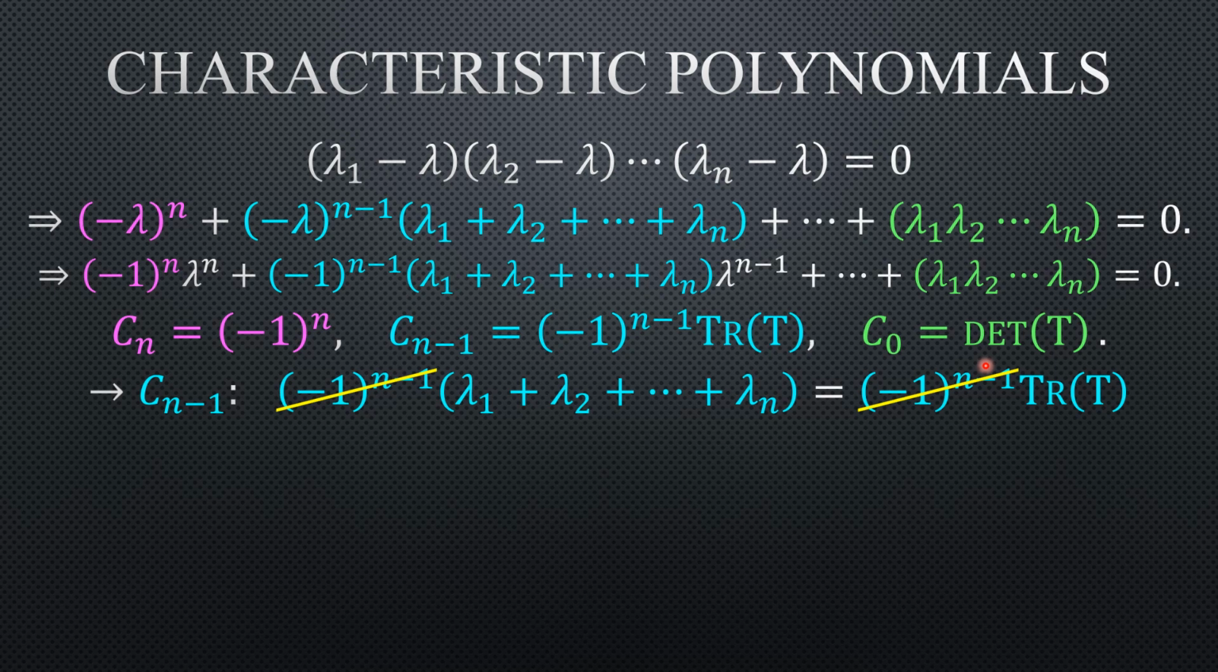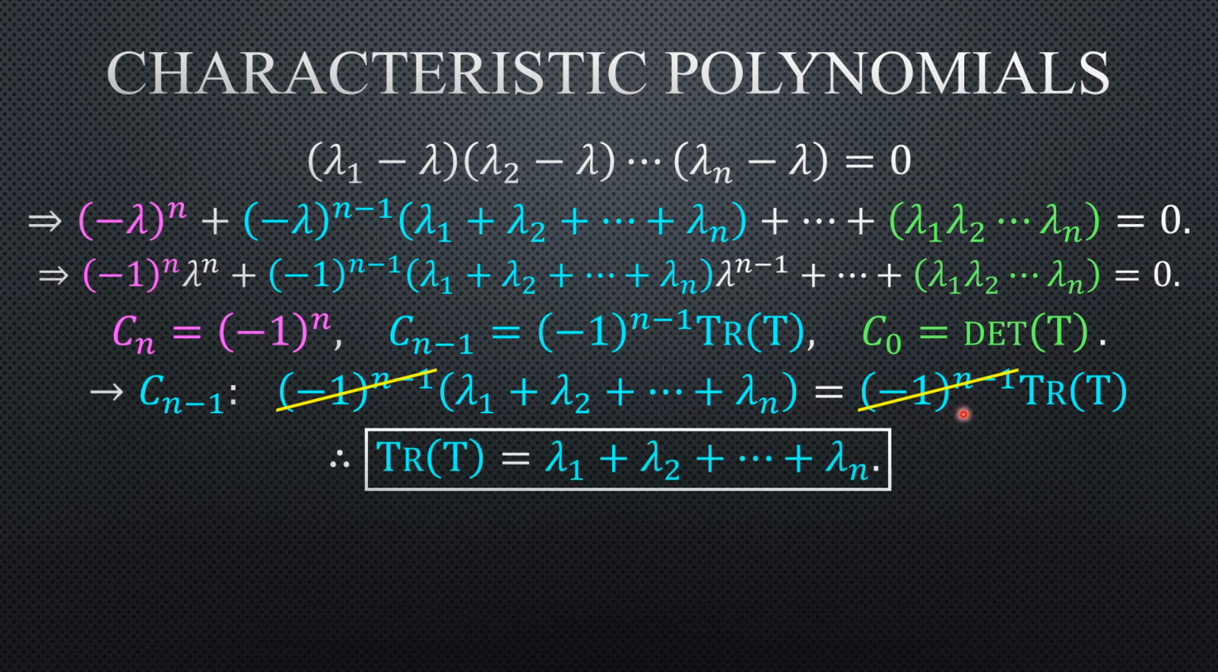As a result, if we compare the coefficients, blue to blue, and then we'll do green to green, by looking at C_(n-1), as we see here, knowing that we have this up top in the polynomial, we can set that equal to this result from A20 here, and we see that the negative ones cancel on both sides, so we're good. This tells us that the trace of T is equal to the sum of the eigenvalues.